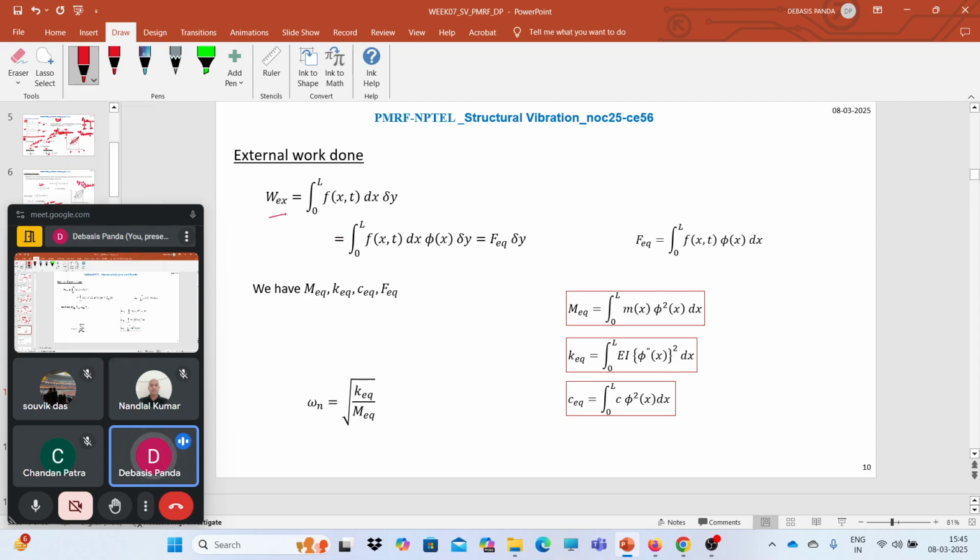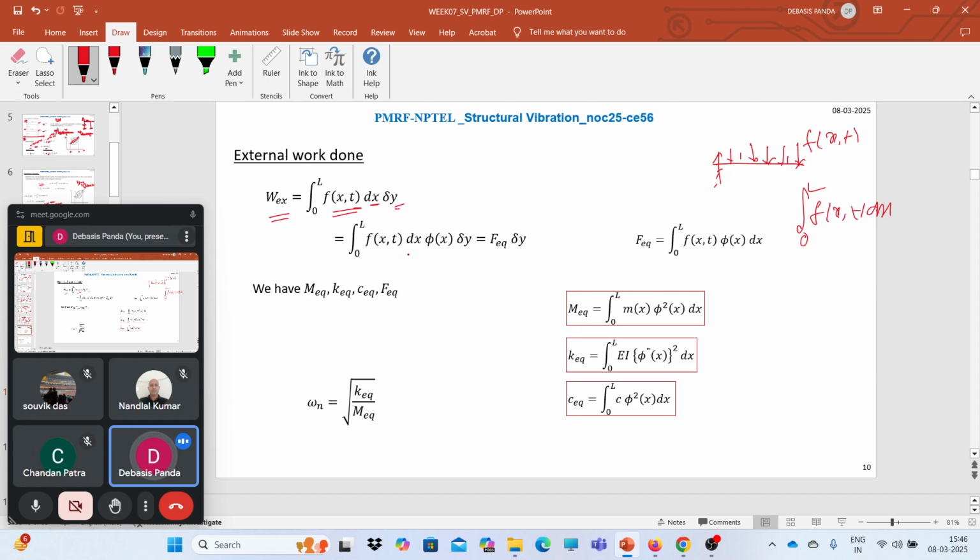For that, we need to reorganize the equation of the external work done. For any system, if some external loading is applied, say for example on a cantilever beam, the external work done will be that force into dx. That means if we integrate from 0 to L f x comma t into dx, that will be the total force into that displacement.